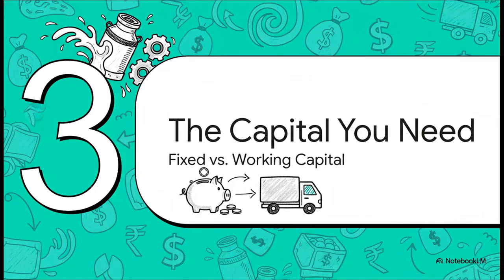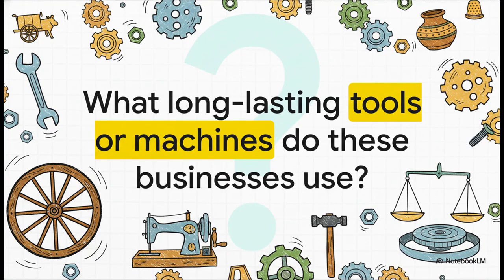Now, to start any of these activities, whether it's a dairy, a jaggery unit, or a transport service, a person needs something very important. It's called capital. So this brings us to our third section, the capital you need. And here, we'll just take a moment to understand two different types of capital that are absolutely essential for any business. Let's pause and think about this for a moment.